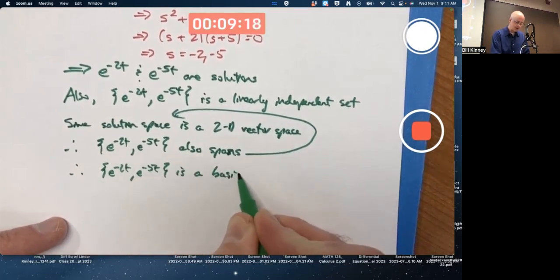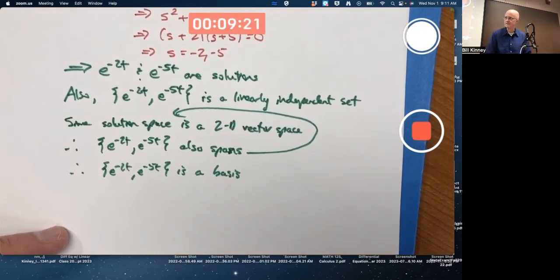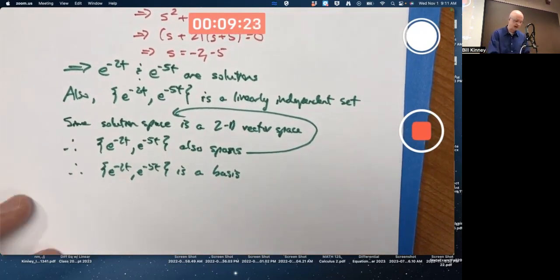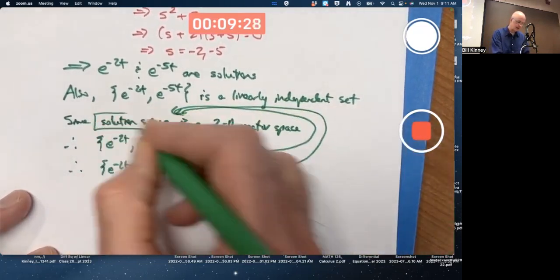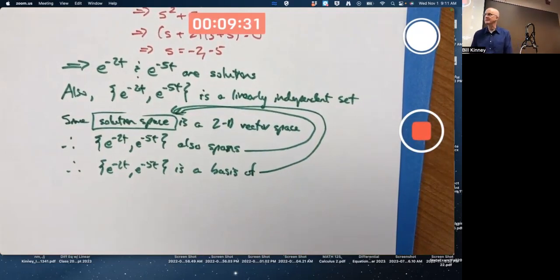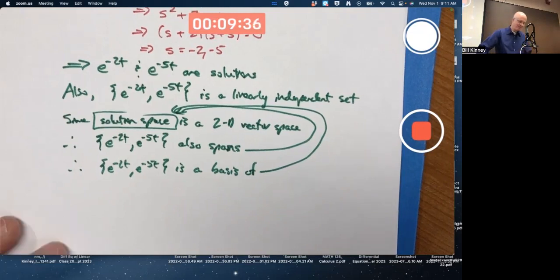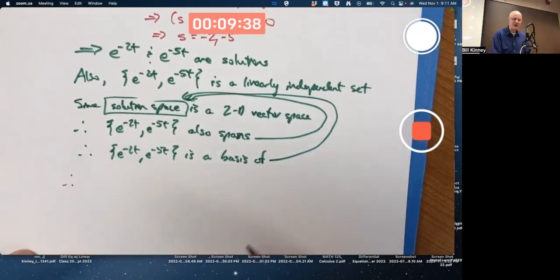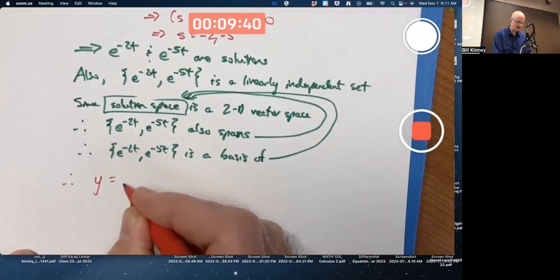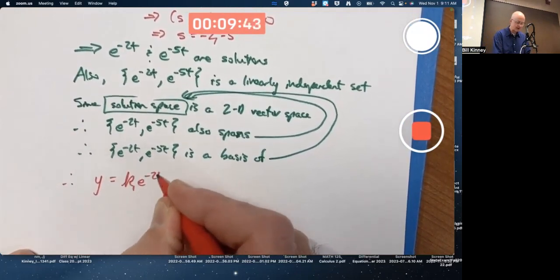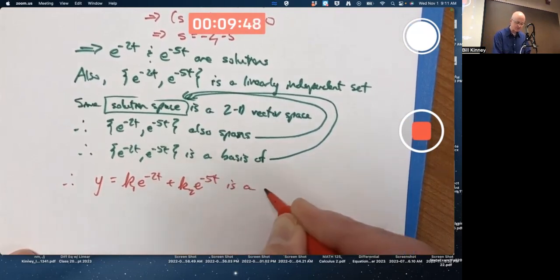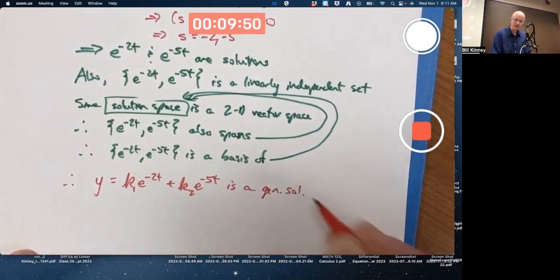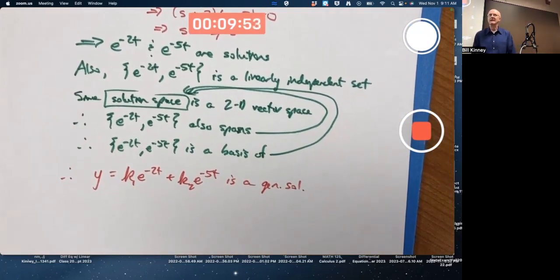Now, in the differential equation textbook, they don't tell you all this stuff, but this is tying it to linear algebra. It's a basis of the solution space, which is the kernel of a linear transformation. Therefore, an arbitrary linear combination of these two functions, say k1 times the first one plus k2 times the second one, is a general solution of the original homogeneous second order equation.